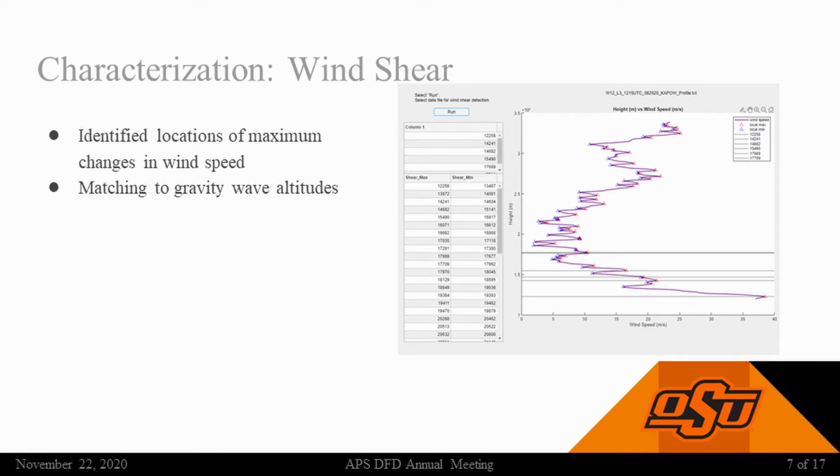In collaboration with other university teams, the researchers here at Oklahoma State University developed an app that would process the data collected during the atmospheric soundings. The image here shows the results of the wind shear detection, showing that the marked lines are the altitudes at which high changes in wind speed were detected. These can be compared to the altitudes where gravity waves were detected to determine whether or not they were caused by wind shear.